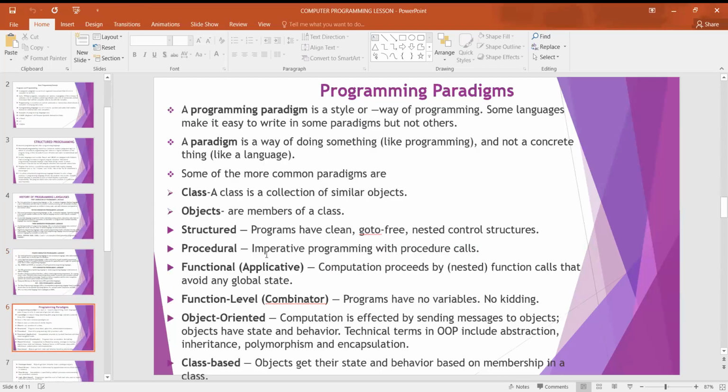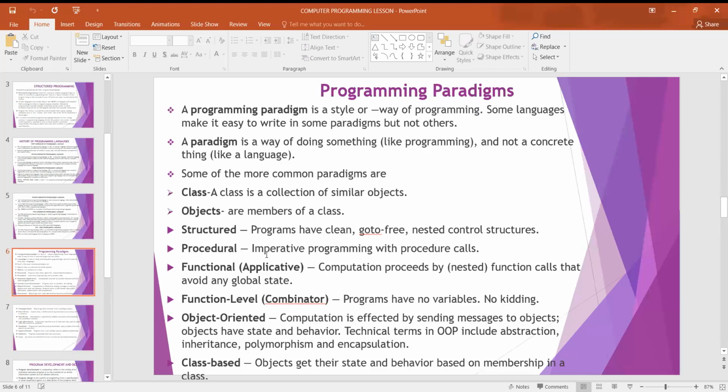Let us look at some of the programming paradigms that we will be using from time to time. When we talk about a paradigm, we are referring to a style or some way of programming. Some languages make it easy to write in some paradigms, but not others. Some of the paradigms that we need to understand are a class, and a class is a collection of similar objects. And when we talk about objects, we are referring to members of a class.